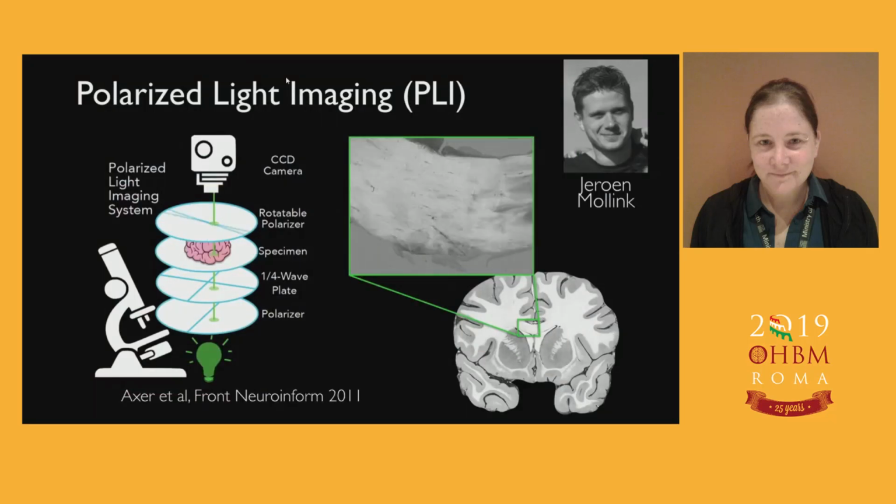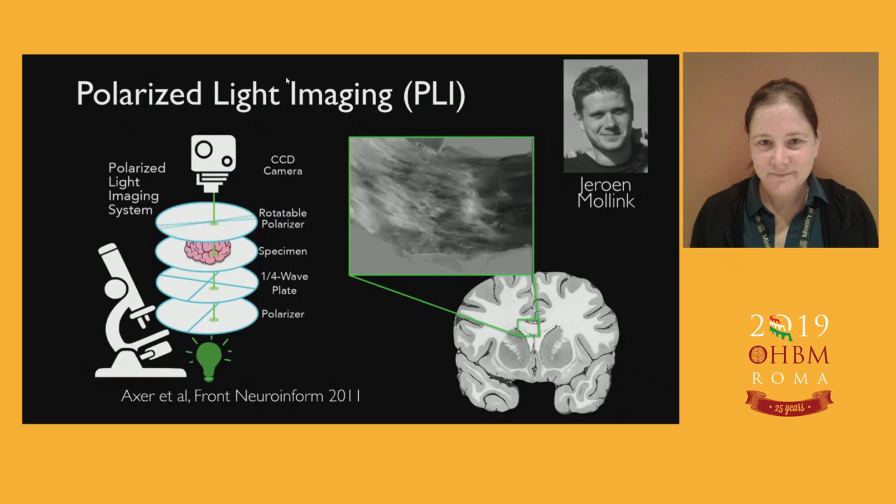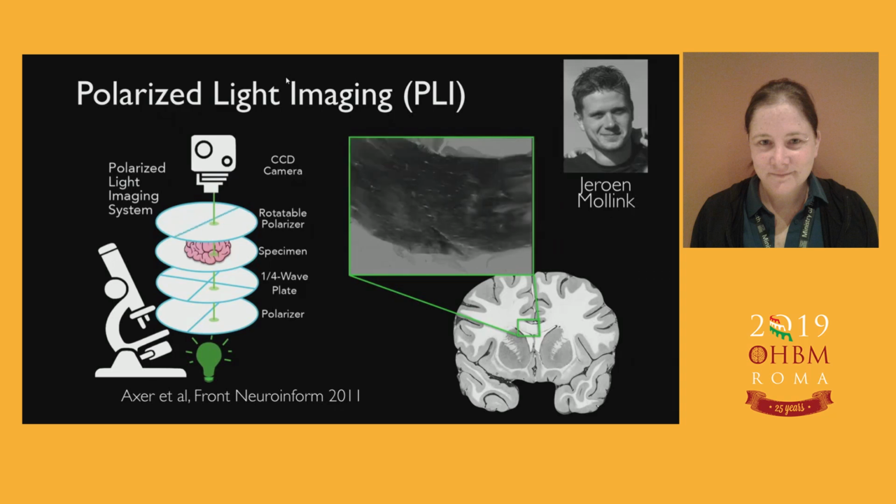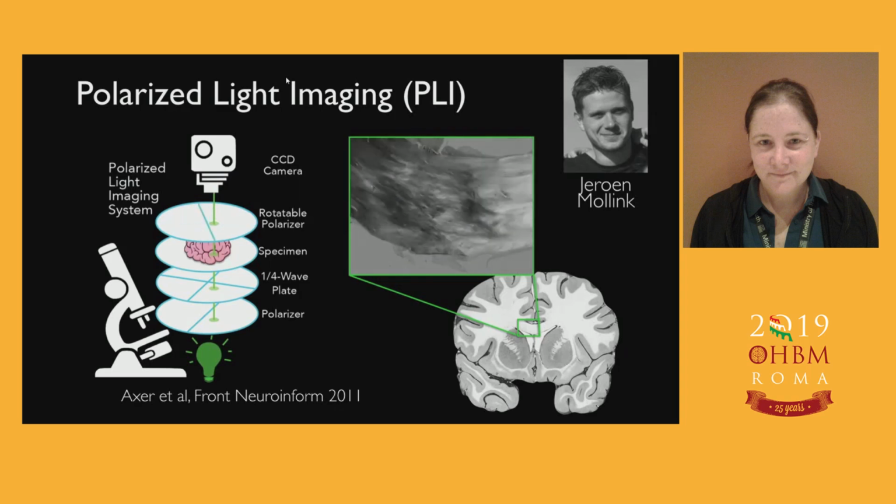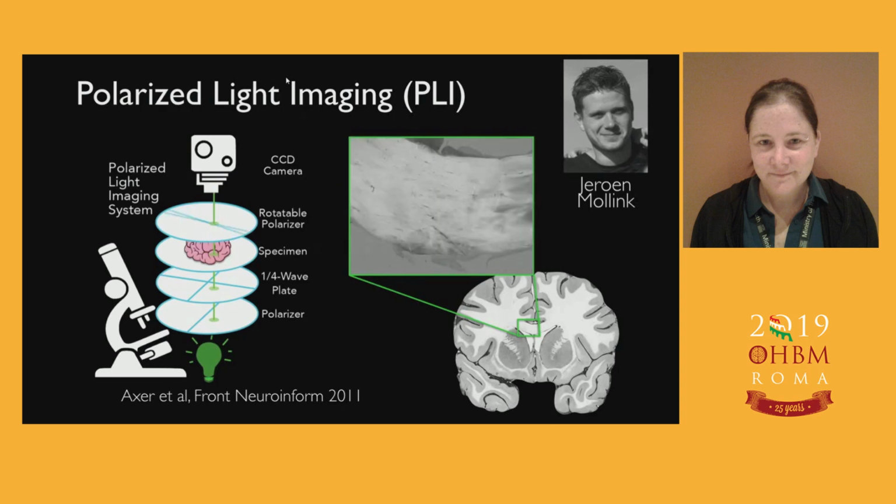And then finally, you have to try and integrate this with microscopy. So we heard a lot about polarized light imaging today. This is a technique that was pioneered by Marcus Axer in Jülich. And basically, as Anastasia mentioned, you have a polarizer that's rotating, and that causes the light intensity to vary due to birefringence of myelin.